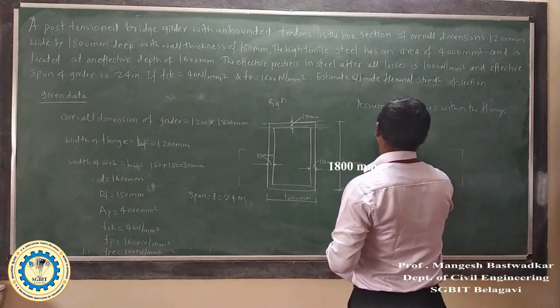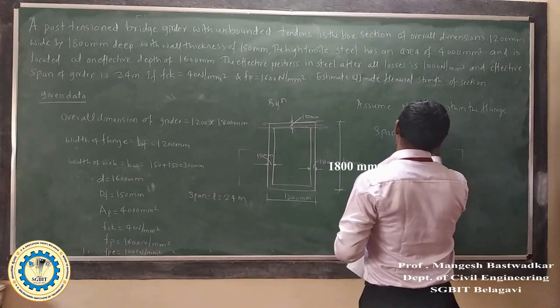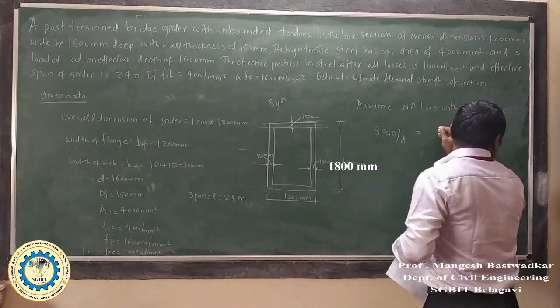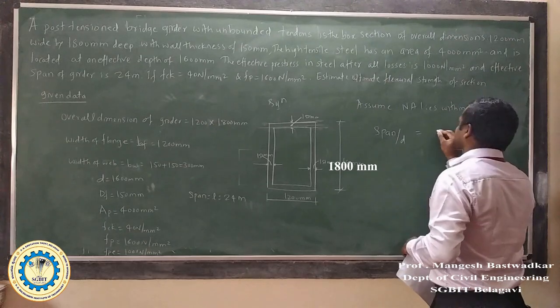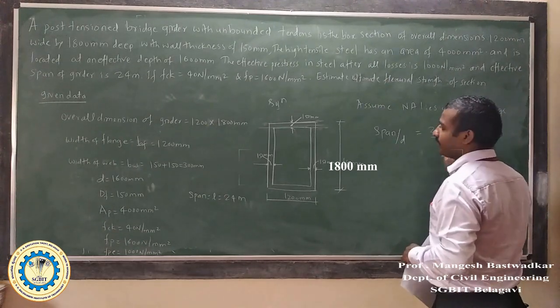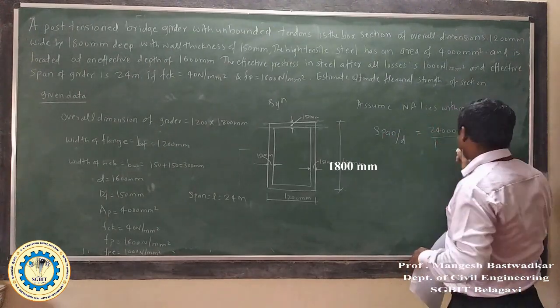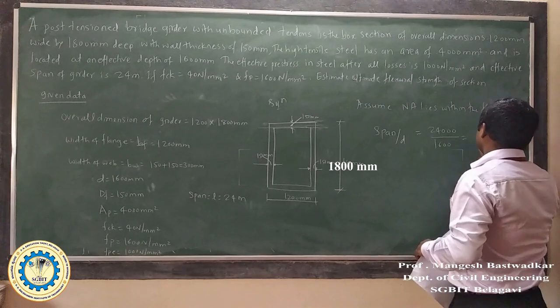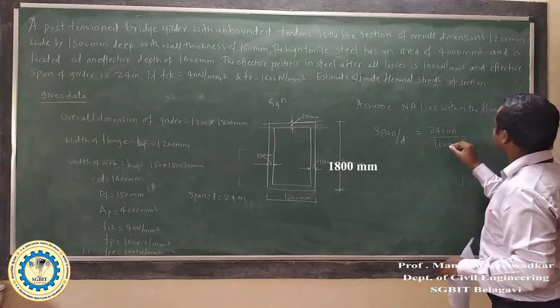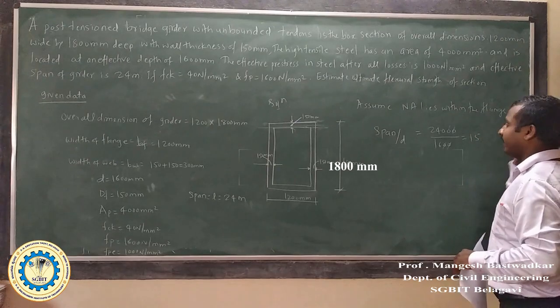So here span by depth ratio is span 24,000 divided by effective depth 1600. So we'll get this, so it is 15.